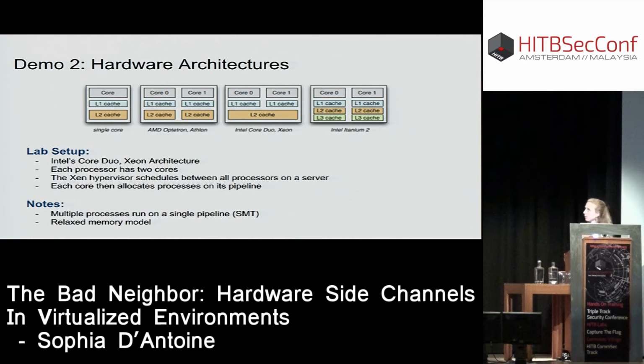All right, so just some general information about my setup before I go into it. I used Intel's Core Duo, Xeon architecture with 2 cores. I used Xen hypervisor just because that is the most common scheduler out there, used like in Amazon Cloud and things like that. And these things I mentioned before, but my 2 processes are running in the same pipeline, and it's a relaxed memory model.